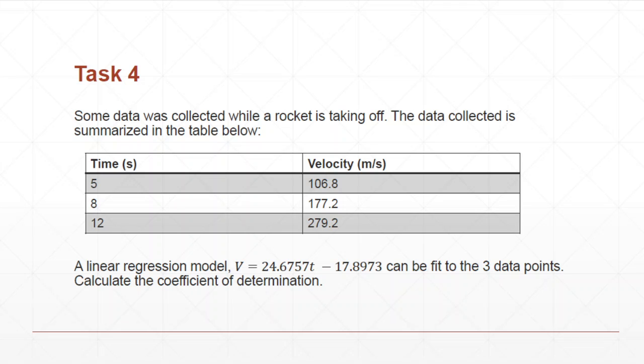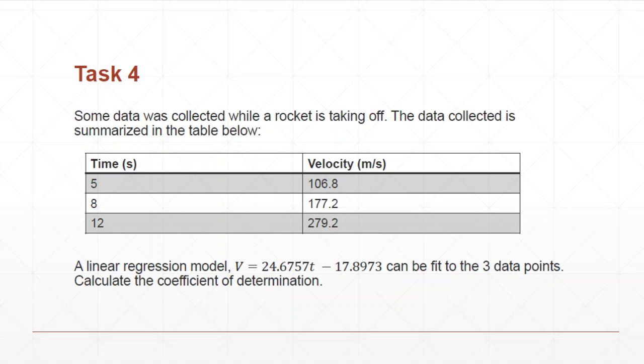So we have Task 4 now, which is also from your midterm exam. The question is: some data was collected while a rocket is taking off. The data collected is summarized in the table below. We are given time and velocity of the rocket, and a linear regression model is given to us that can be fit to the 3 data points. Calculate the coefficient of determination here.